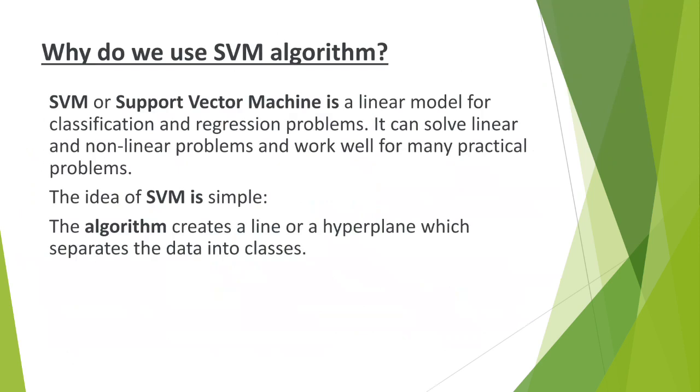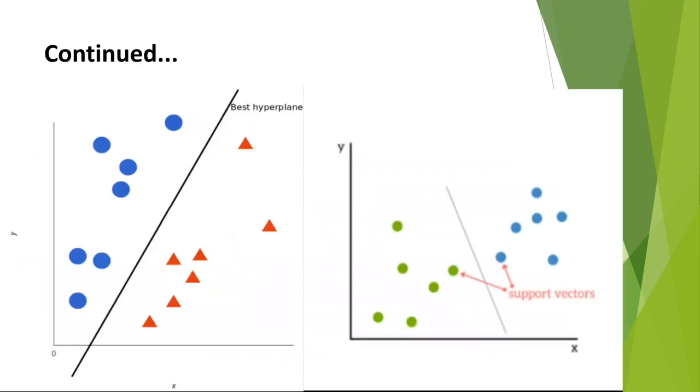Why do we use the SVM algorithm? SVM or support vector machine is a linear model for classification and regression problems. It can solve linear and nonlinear problems and works well for many practical problems. The idea of SVM is simple. The algorithm creates a line or a hyperplane which separates the data into classes. In these figures, the support vectors are separated by the hyperplane.